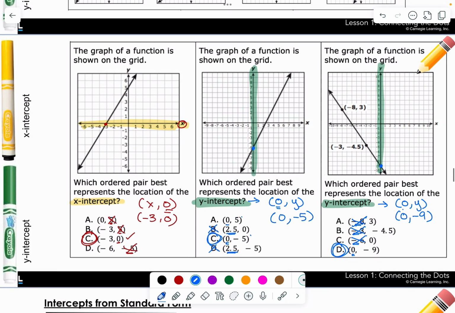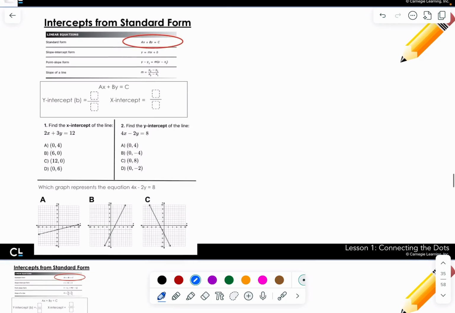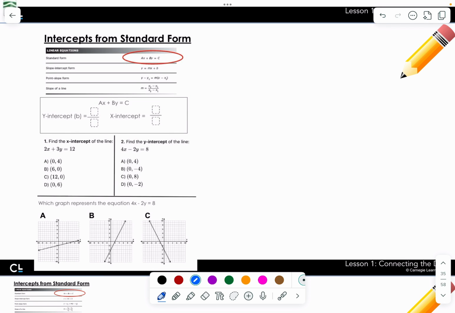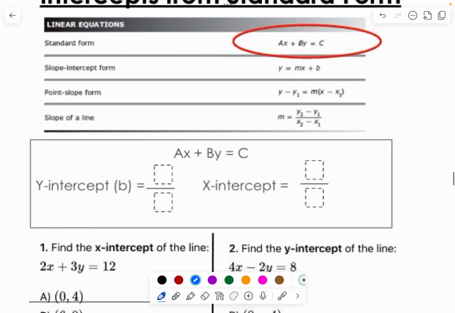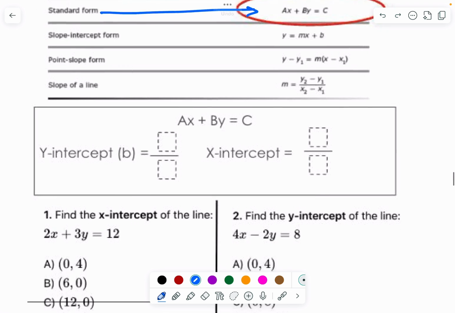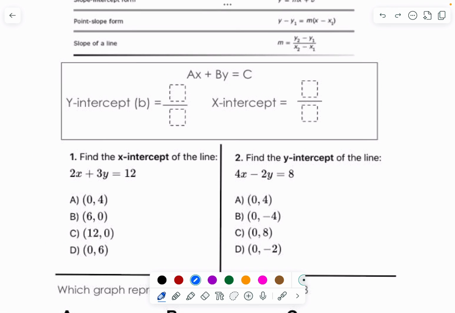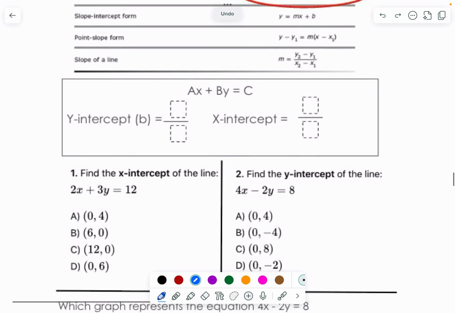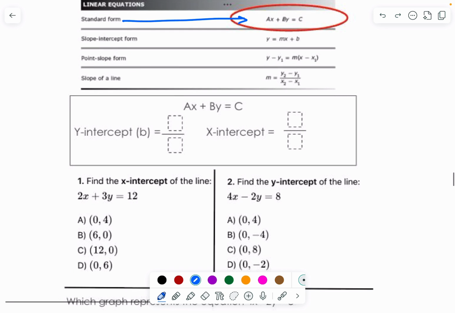And that's it. Okay. We're going to do one more page of notes on x and y intercepts from standard form. Standard form is going to be ax plus by equals c. So when x and y are on the same side, this is what you do. To find the x-intercept, it's going to be C over A, and then for the y-intercept, it's going to be C over B.